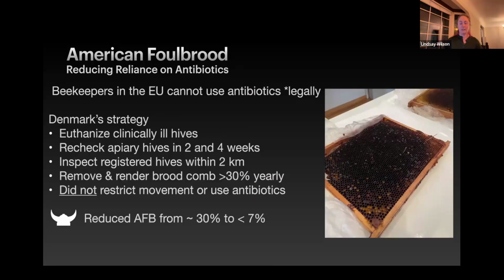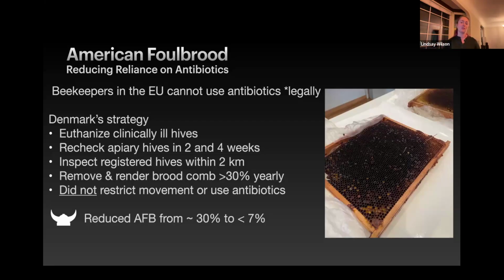I have an asterisk in front of legally because we know from the broader EU, I'm sure Denmark is following their own rules strictly, but in the broader EU, when they've done honey sampling for antibiotics, they found traces of multiple antibiotics in those honey samples. So not everybody is following the rules the way they should. But at least in Denmark, they had a really good strategy to reduce the rates of American Foulbrood. They were having a really bad problem with it over about 6 to 7 years.